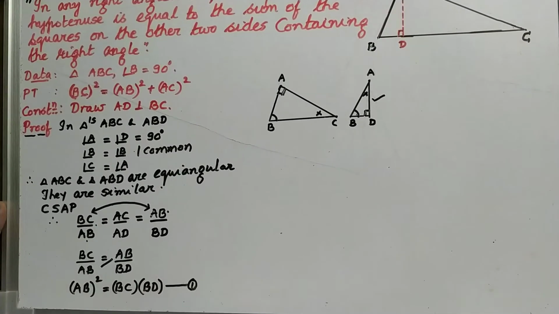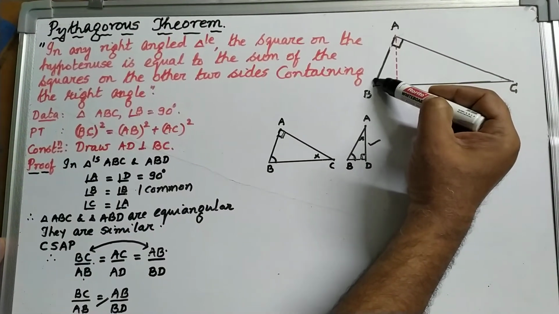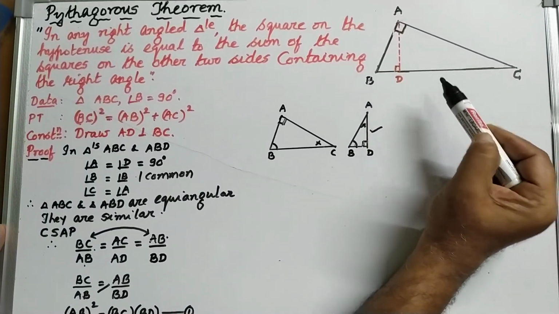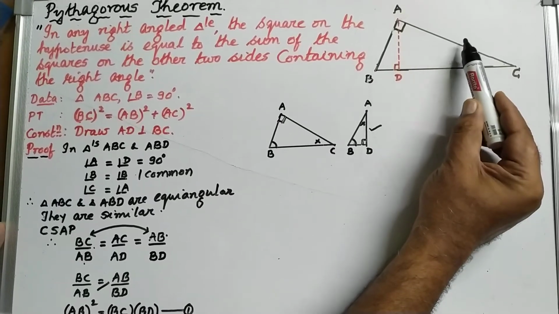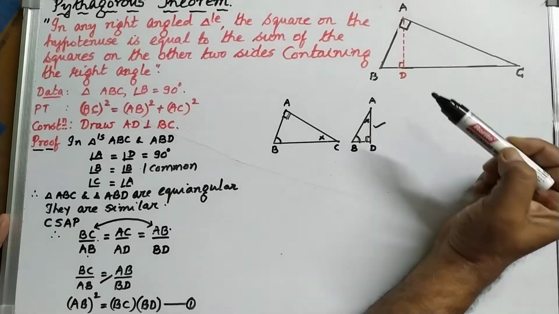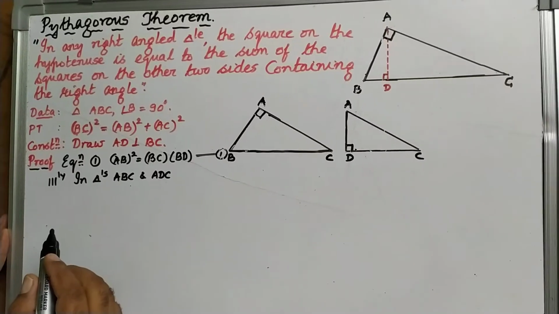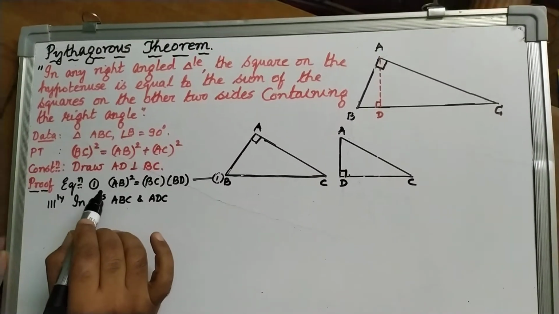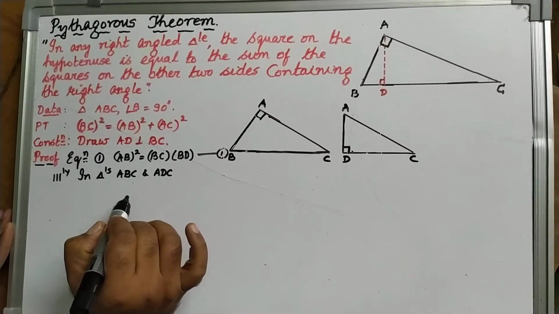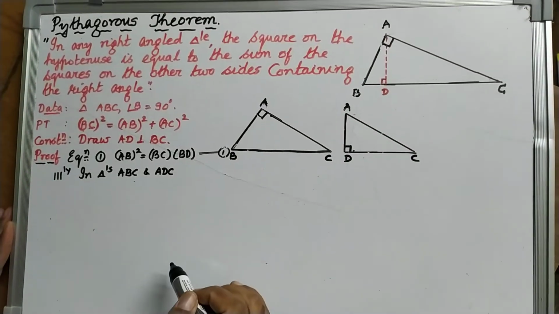Now if you go back to the figure, I have found out the square of AB. I will now find out the square of AC. After finding out the square of AC, I'll add AB square and AC square. Let me find out what answer I will get. Equation 1 is AB square is equal to BC into BD. Now I will try to find out what is the value of AC square.